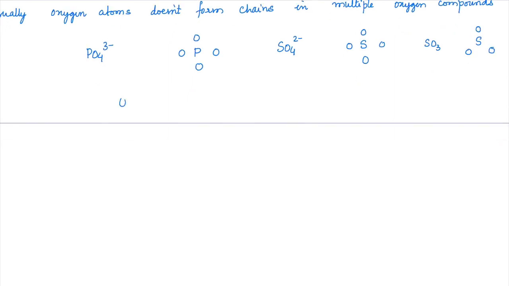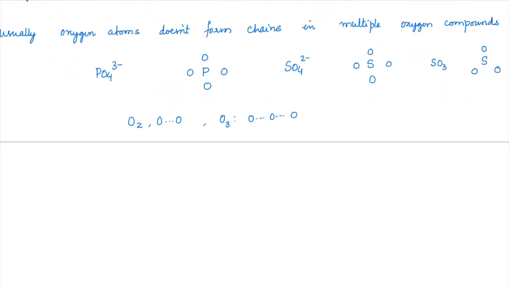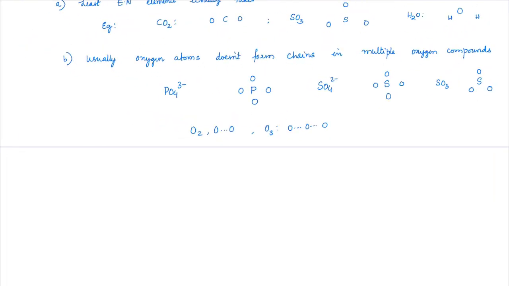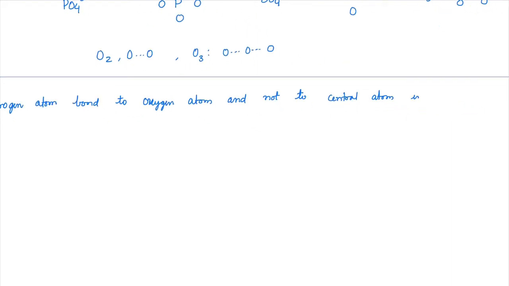Okay, oxygen-oxygen bond is only seen in the case of O2, where you will have an OO connection, and O3, where you will have an OOO connection like this. Otherwise, in the majority of multi-oxygen compounds, they will be separated only. Okay. And the third rule, the third thing we need to check out, is that hydrogen atoms bond to oxygen atoms and not to the central atom in most cases.